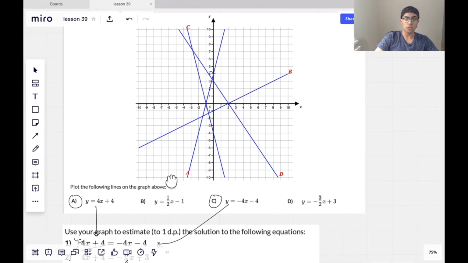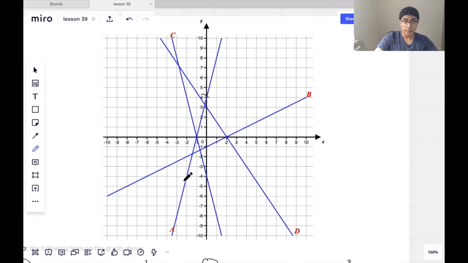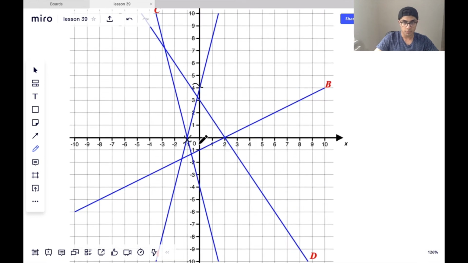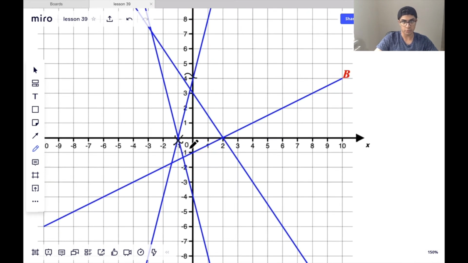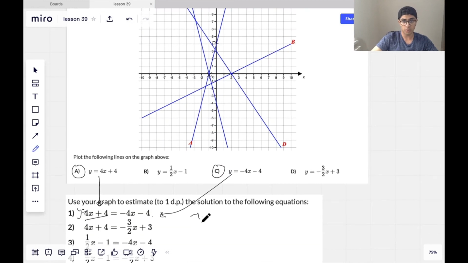So all we do is look at where the lines intersect, i.e. have the same value of y for a certain x, and that's it. So we look at A and C. Let's look at A. So this is the line A, the line C is this one here, and they intersect right over here at -1. So we read the x coordinate off, and we can say the answer to this is -1.0 because it's asking us for 1 dp.